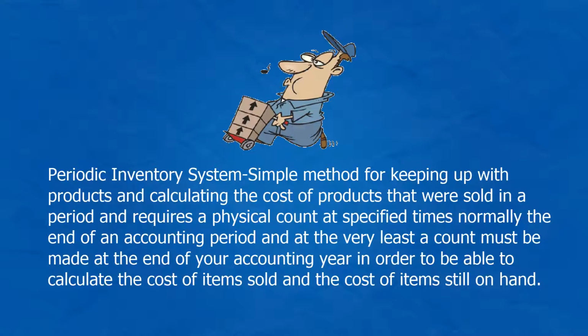Periodic inventory system: a simple method for keeping up with products and calculating the cost of products that were sold in a period, and requires a physical count at specified times, normally the end of an accounting period, and at the very least a count must be made at the end of your accounting year in order to be able to calculate the cost of items sold and the cost of items still on hand.